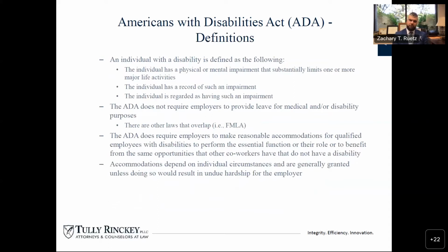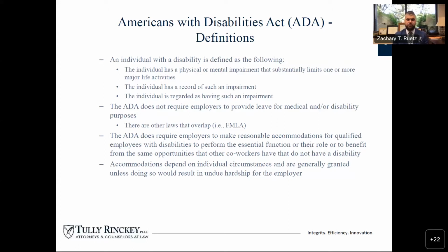And a few definitions from the ADA that are important. An individual with a disability, just like the Rehab Act, is one with a physical or mental impairment that substantially limits one or more of those major life activities. An individual having a record of such an impairment or being regarded as having such an impairment. The ADA does not require employers to provide leave for medical or disability purposes. Those are covered by other laws, including FMLA. Those might overlap with the ADA in some way.